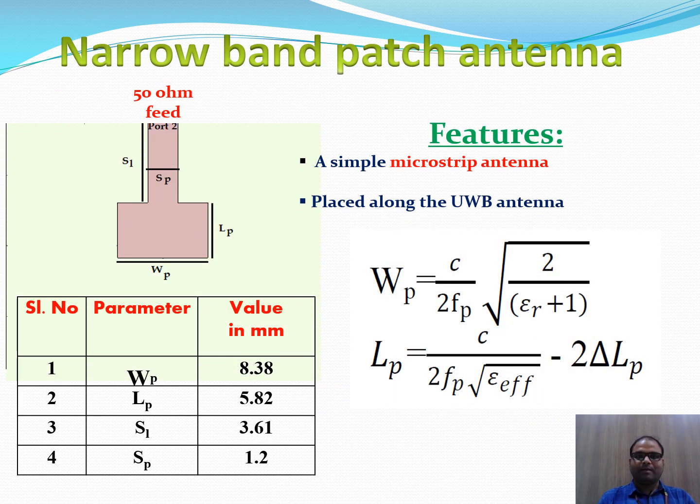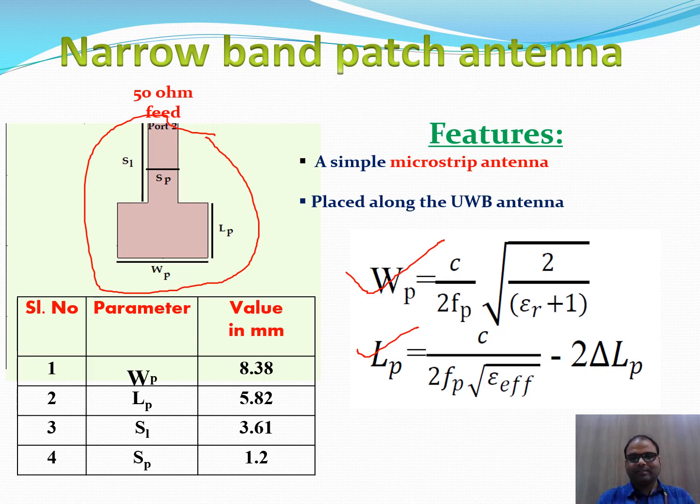After that I am making one narrowband patch antenna. It is similar to a patch antenna, so we are using the width WP and length LP. We know the general width, and we can calculate the length and width of a patch antenna. We can simply use this equation to find the length and width of the antenna. So it is a simple microstrip antenna.